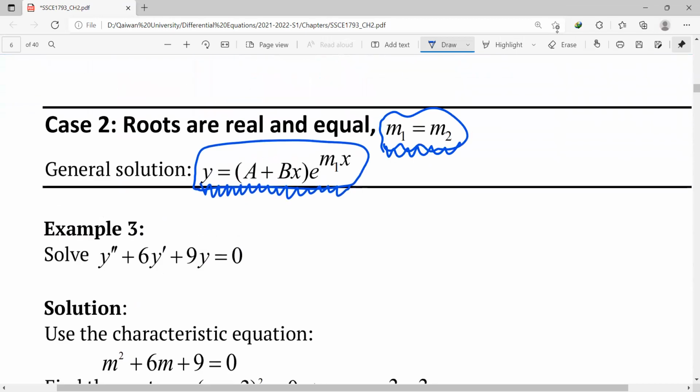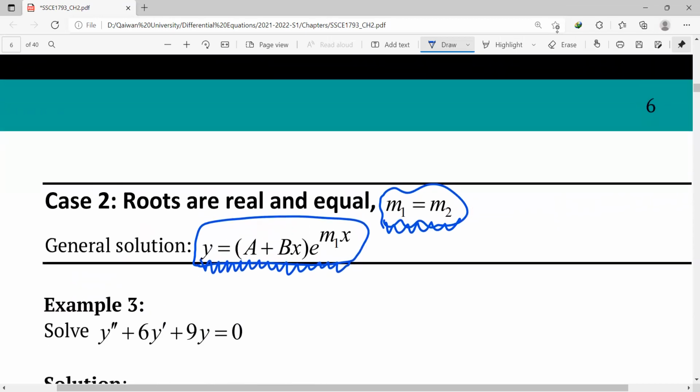Here we have an example. It's solved here, and I'm going to solve it here also. We have this differential equation: y double prime plus 6y prime plus 9y equals 0. Here, we should first write down the characteristic equation. So what's the characteristic equation here? It's m squared plus 6m plus 9 equals 0. You factorize this, or you can use the quadratic formula. I'm going to use both, okay?